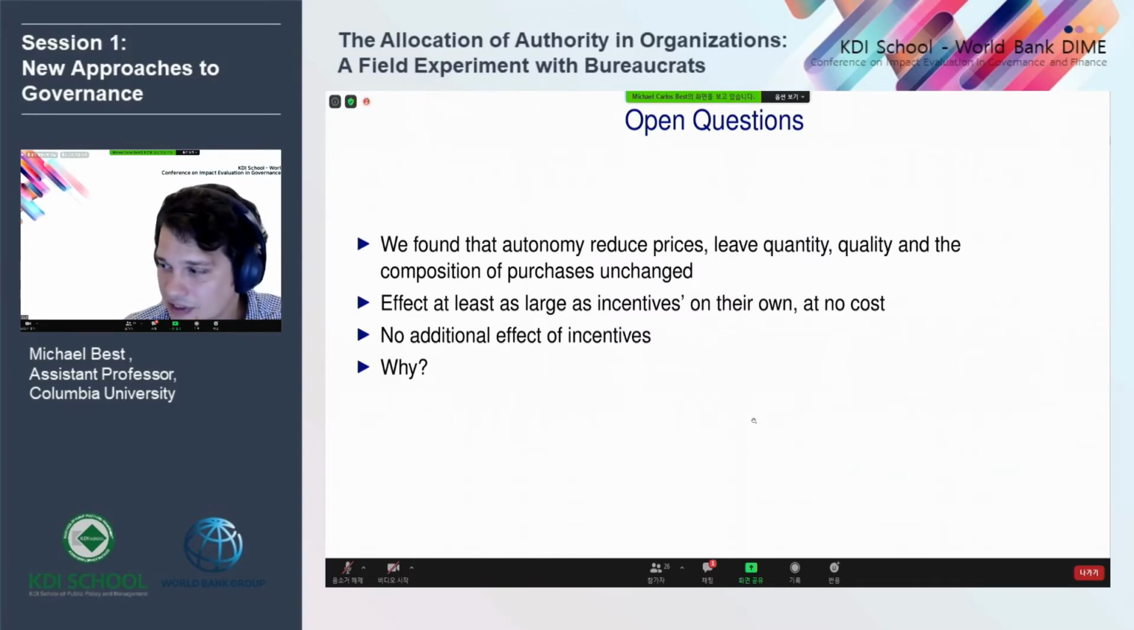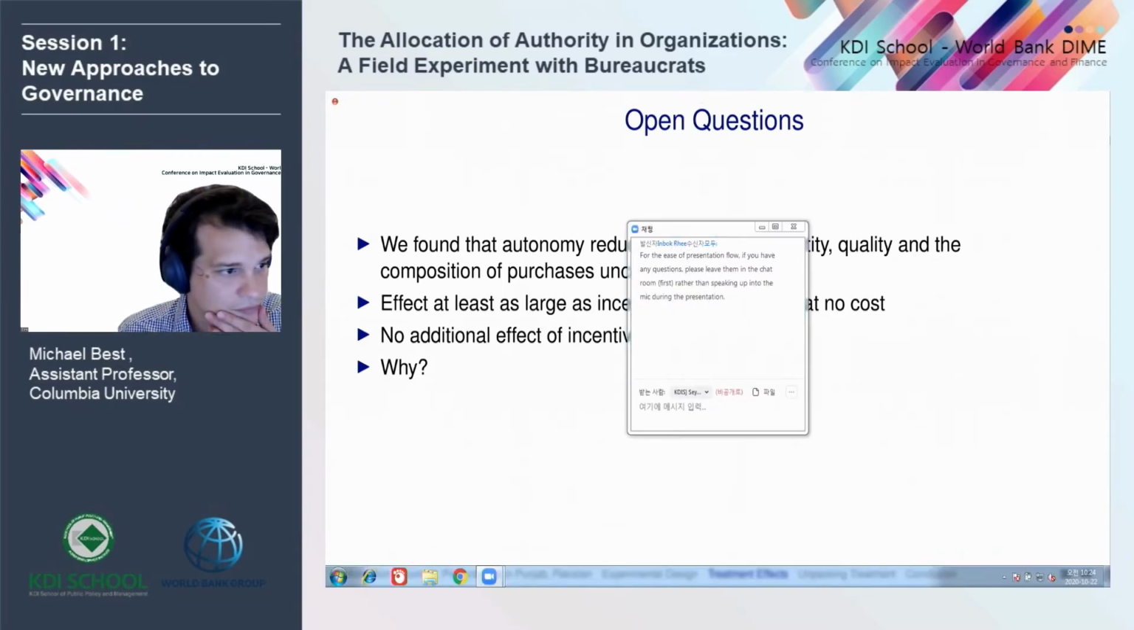Okay, but this still leaves a couple of puzzles that I want to try and talk through a little bit. We found that the autonomy treatment reduces prices, but doesn't change what people are buying. And we found that the autonomy treatment is at least as effective as incentives by themselves, but it costs nothing. So it seems like it strictly dominates. And there's no additional effect of doing the incentives treatment. And so the question then becomes, why?